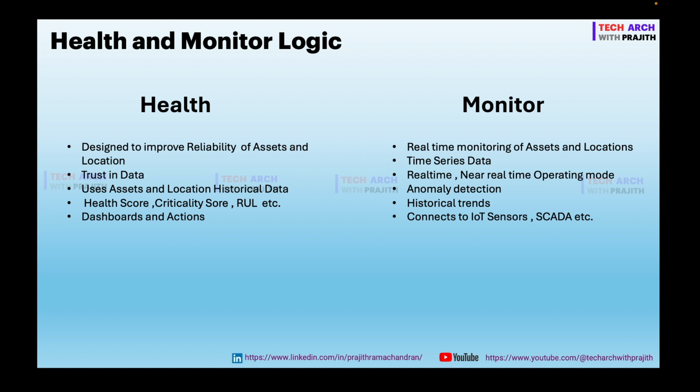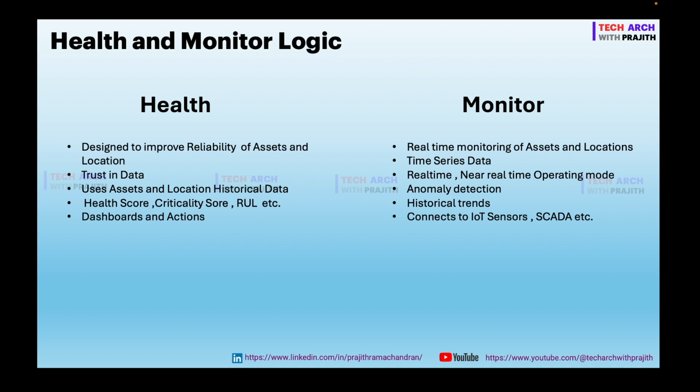It provides health score, criticality score, and remaining useful life. All these data points you can see on the dashboard. You can create custom dashboards to bring additional data insights. And it also provides actions. You can create service requests, you can create plans for decommissioning assets. So all those additional features are available in Health as well.